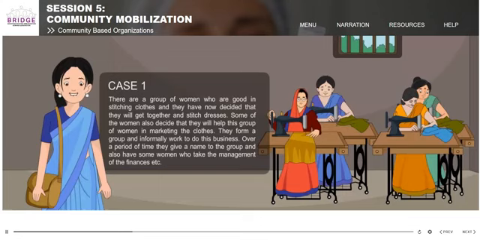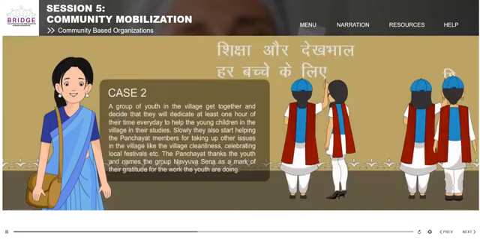Some of the women also decide that they will help this group of women in marketing the clothes. They form a group and informally work to do this business. Over a period of time, they give a name to the group and also have some women who take the management of the finances, etc. This is a CBO.